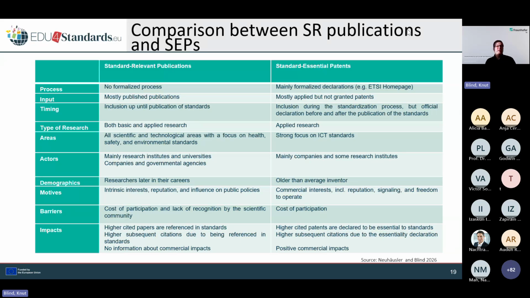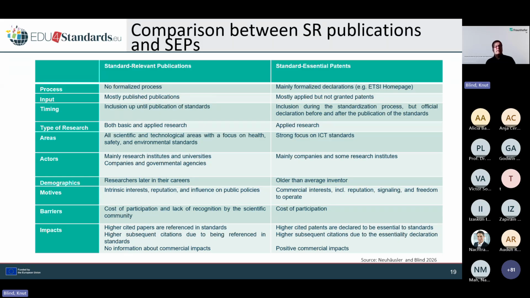It could also be basic research. It's covering all areas, not only ICT. And here the authors are internal research institutes, universities, and also in general, older researchers are involved. The involvement is not so commercially driven, but driven by intrinsic interests.